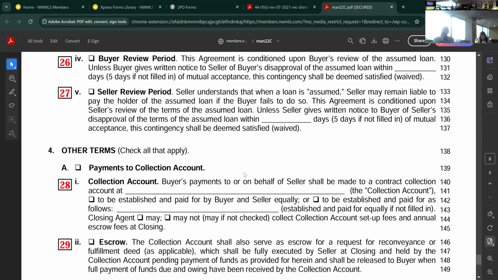Here are the other terms. Payments to collection account. Buyer's payments to seller shall be made on or before the due date to the contract collection account at. A lot of times you're never going to know this until you talk to the escrow company about who the company is going to be. A lot of times I see people put TBD, to be determined. You really have to know who it is first. So make sure you're communicating with escrow, finding out who's a good company.